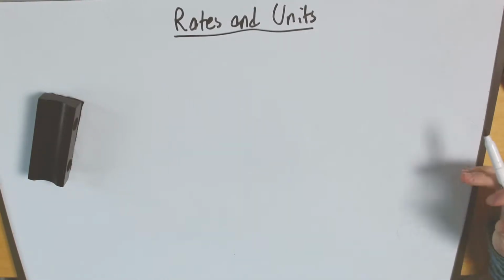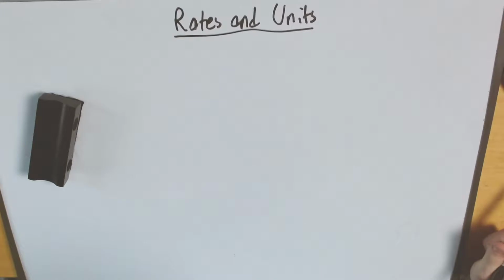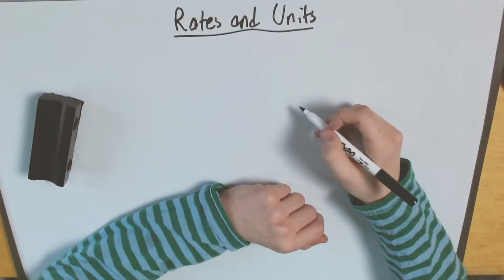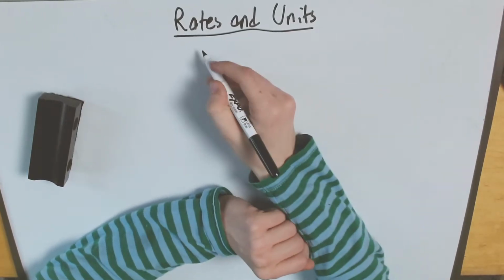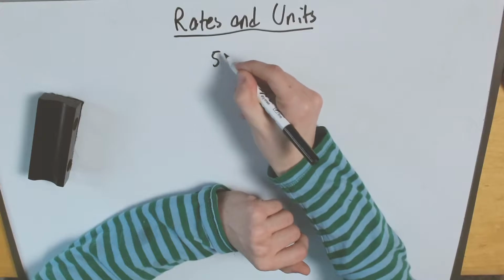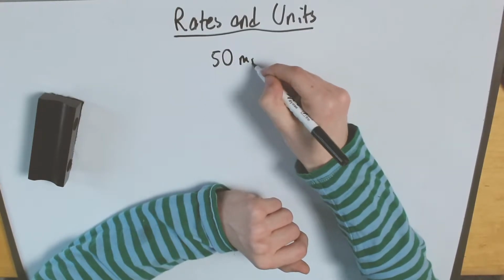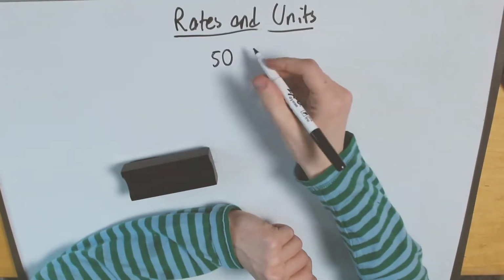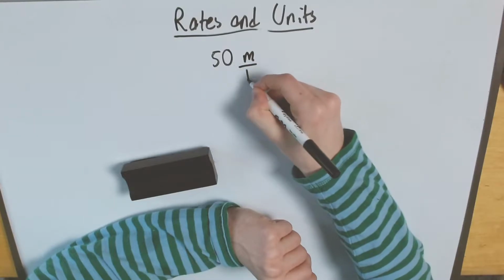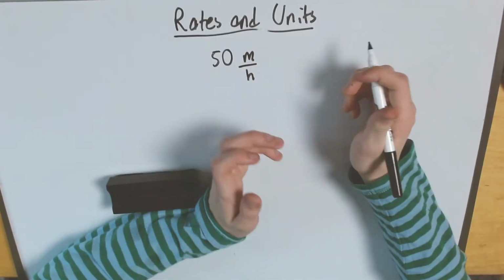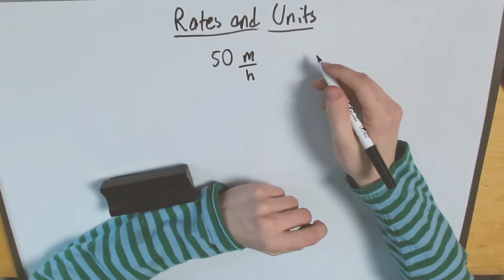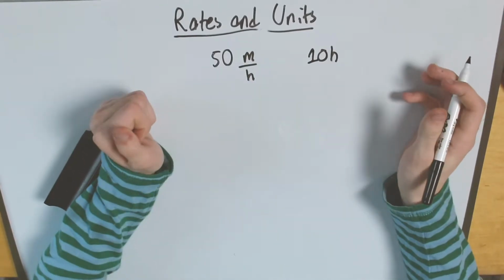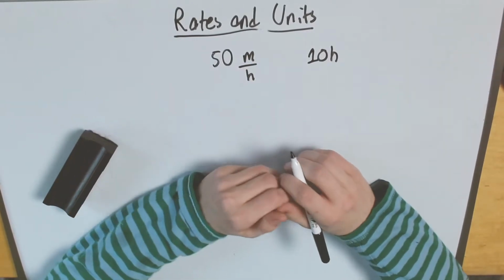Now, in order to introduce the concept of rates and units, let's start with a common question you may see asked on quizzes or tests or assignments, right? Say I'm driving a car, and I've been going at a constant speed of 50 miles per hour, which you write as mph, or algebraically, miles per hour, that's miles over hours, right? And I've been doing so for, let's say, 10 hours. How far have I traveled?